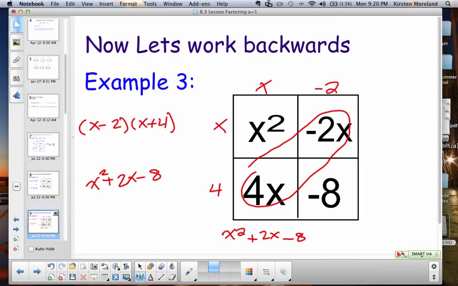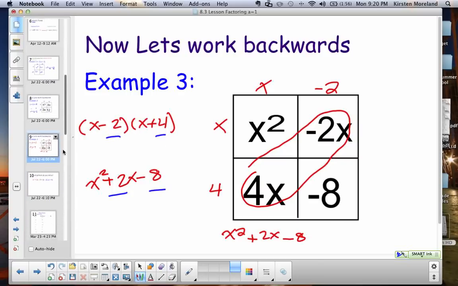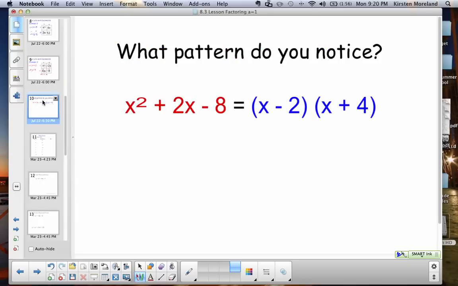Now let's check. Negative 2 plus 4 is positive 2. Negative 2 times 4 is negative 8, so that pattern has held true. So it says, what do you notice? What pattern do you notice? Well, you add the two numbers to get the middle term.